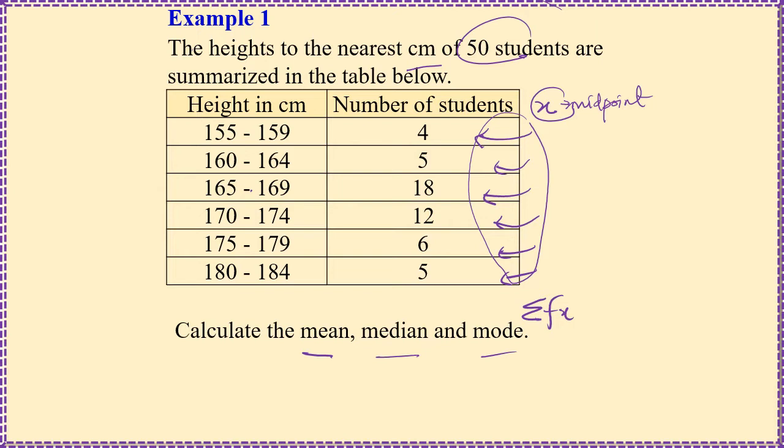Okay, and then for median, we need to know the median class. So how to find the median class? It's the 50% point. So what is the 50% point? We need to find the cumulative frequency. After that, we can determine which one is the median class. So let's see how do we solve this type of question.